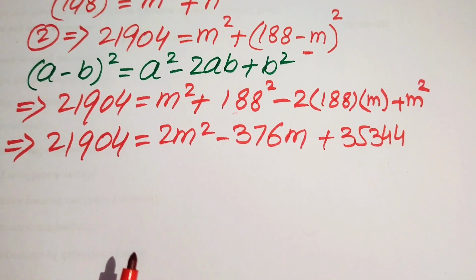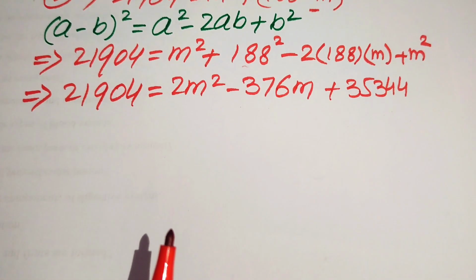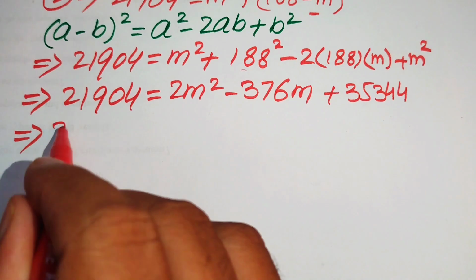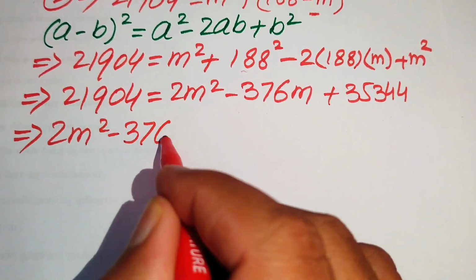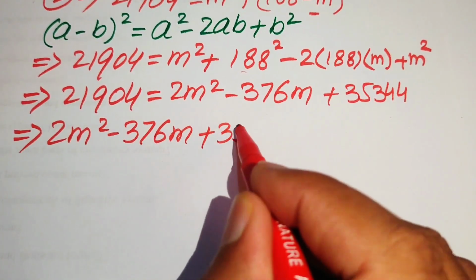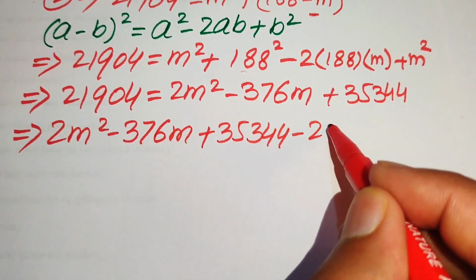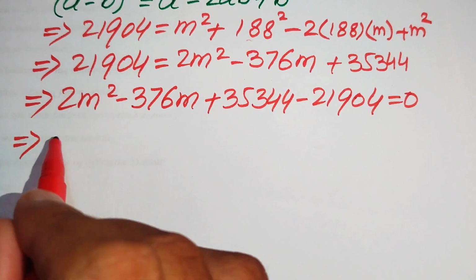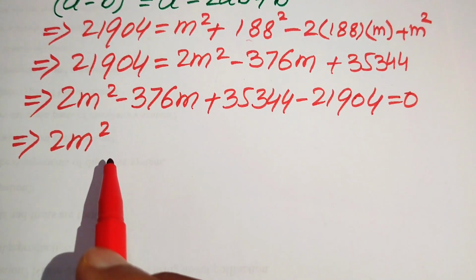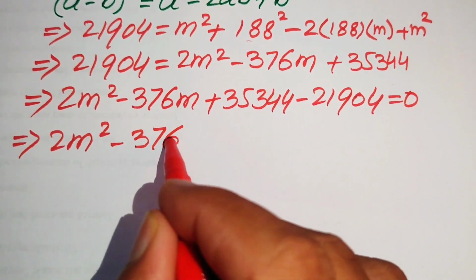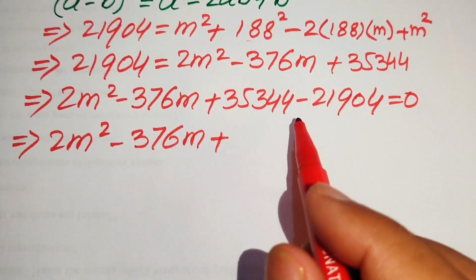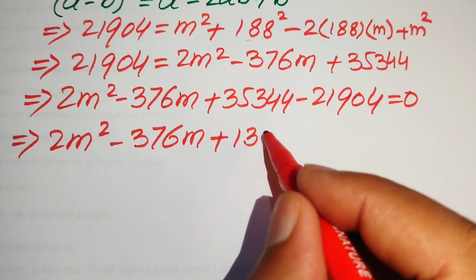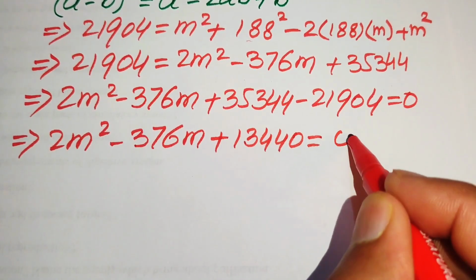Now we need more simplification, so we move the term 21,904 to the right hand side, and it is written as 2 times m square minus 376 into m plus 35,344 minus 21,904, and this equals 0. With more simplification, it is written as 2 times m square minus 376m plus, when we subtract these two terms, 13,440, and this equals 0.